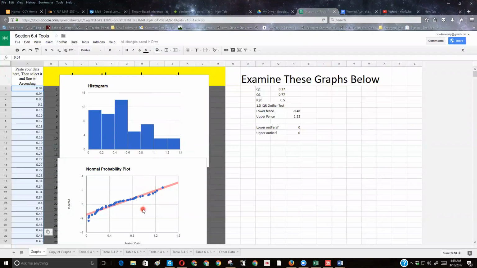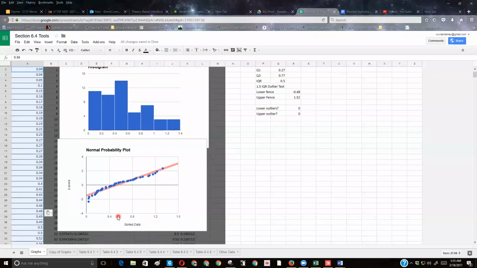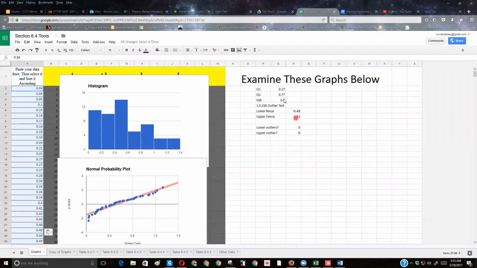I'm looking at the normal probability plot, which is plotting z-scores against the x values, against the data. So I'm seeing a little bit of non-linear behavior here, and this is dipping down a little bit. So it suggests that maybe they're not coming perfectly from a normal distribution. And when I look at the outliers too, there are no outliers. I did a 1.5 IQR test, and there's no outliers.